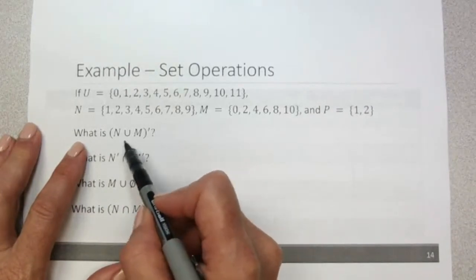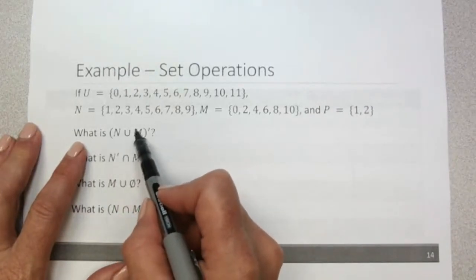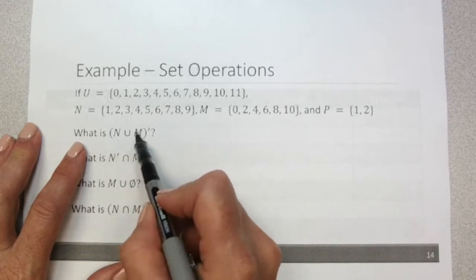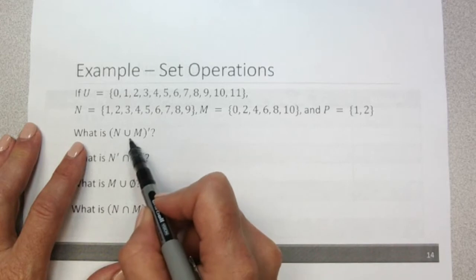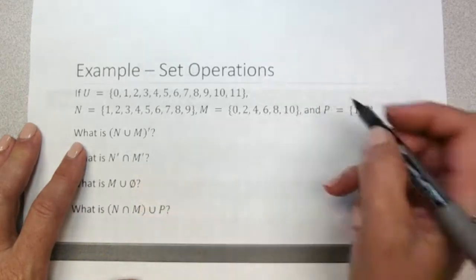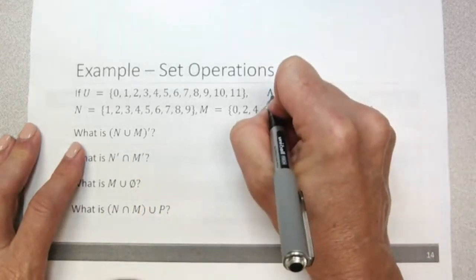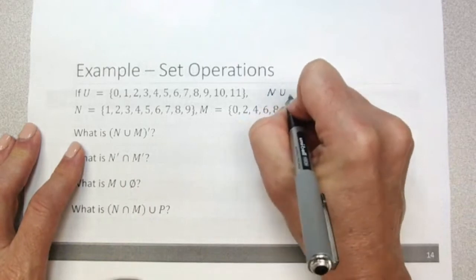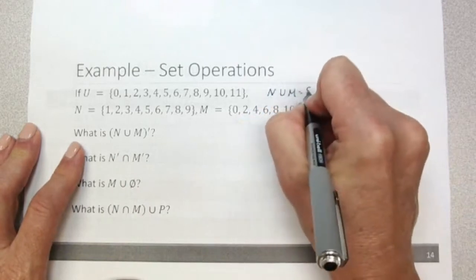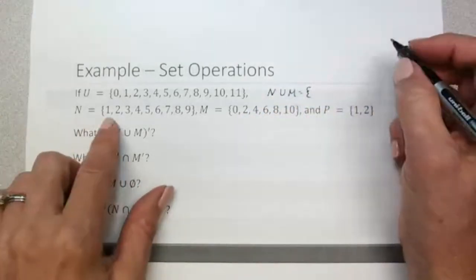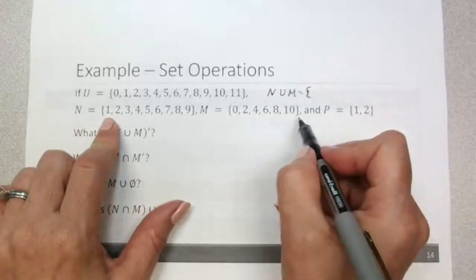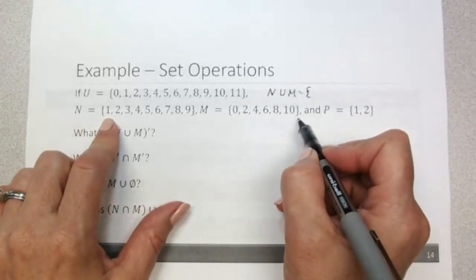All right, so think about that for a minute. We're going to need to find the union of sets n and m first before we can find the complement of that union. Okay, so let's put it up here. Let's find the union. We'll just write it right up here. N union m.